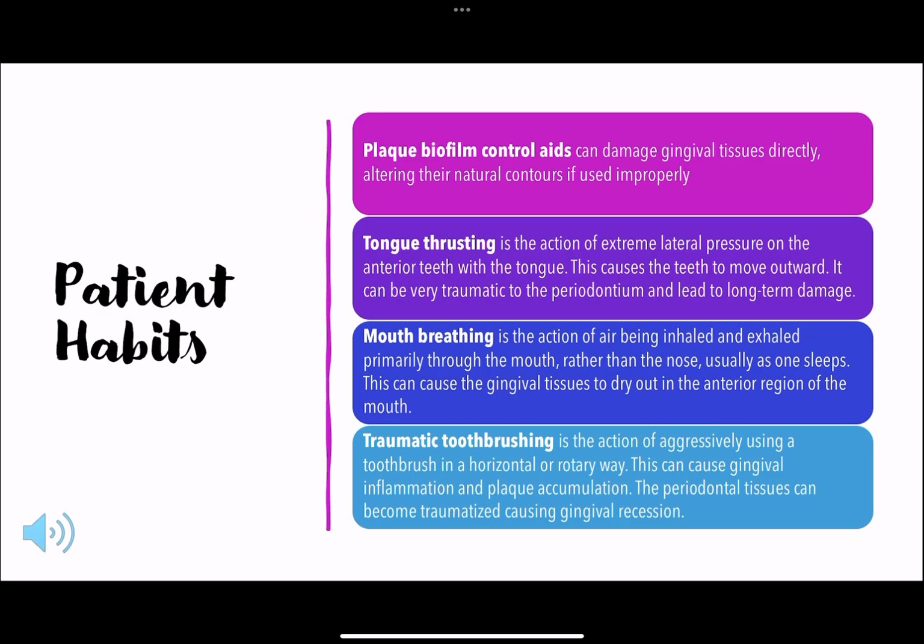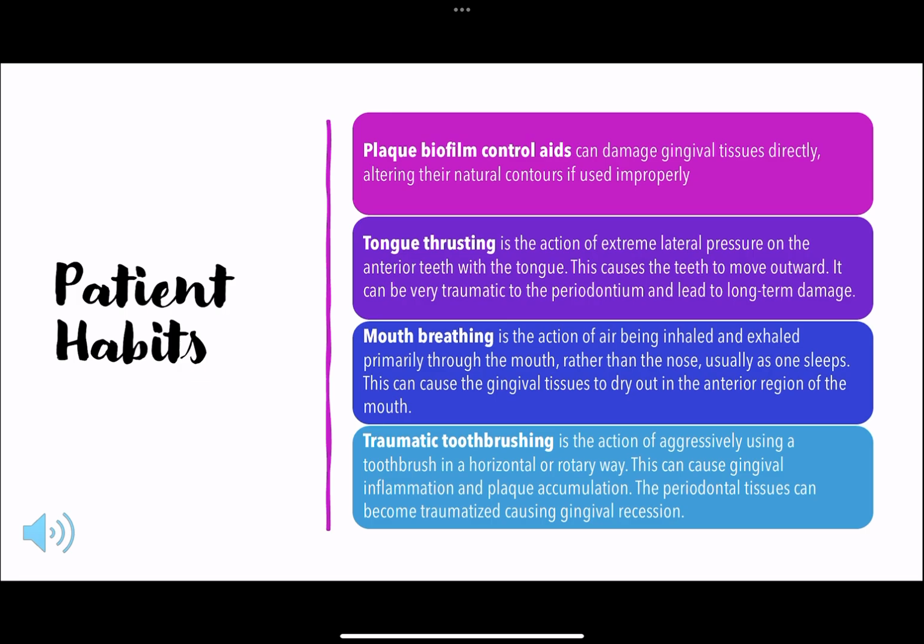Tongue thrusting is the action of extreme lateral pressure on the anterior teeth with the tongue. This causes the teeth to move outwards. It can be very traumatic to the periodontium and could lead to long-term damage. Mouth breathing is the action of air being inhaled and exhaled primarily through the mouth rather than the nose, usually as someone sleeps. This can cause the gingival tissues in the anterior region of the mouth to start drying out.